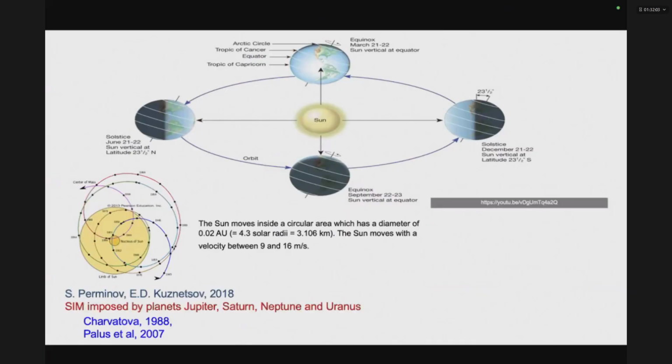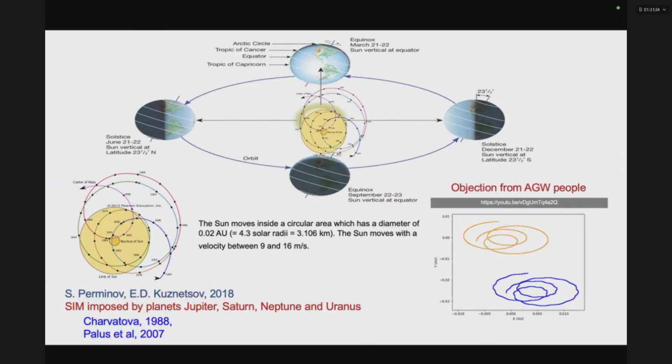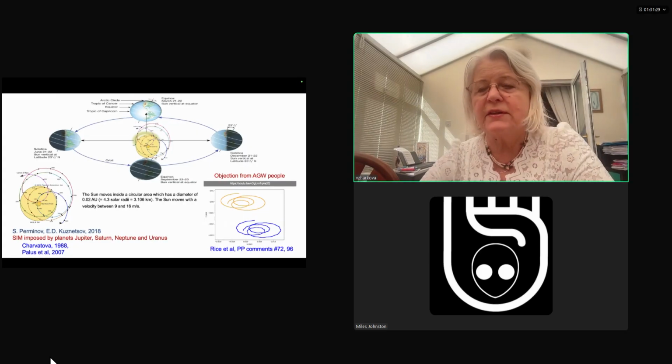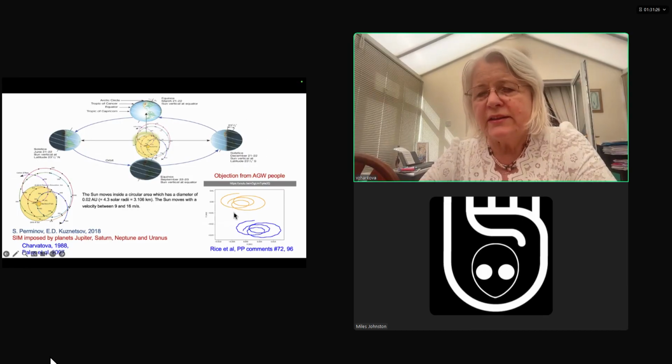So what is happening? We reported that here is the spring equinox, and from March until mid-to-end of summer, the sun is much closer to the northern hemisphere than to the southern, and we have an increase of the temperature. This is caused by the gravitation of Jupiter, Saturn, Neptune, and Uranus. At that time, I didn't use the calculation, and the anthropogenic global warming people, and especially Mr. Rice from Edinburgh University, started screaming, no, the sun does not move.